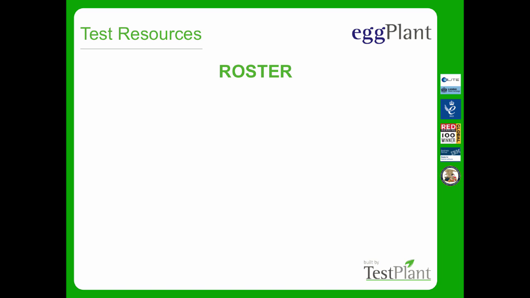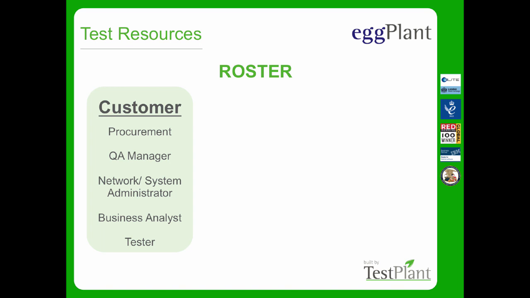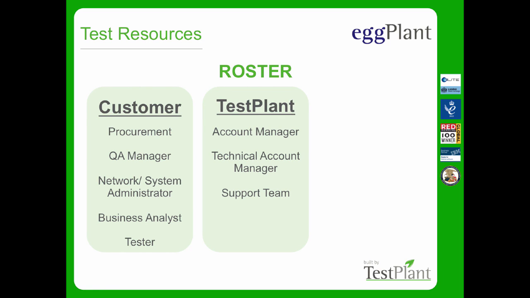As you might expect, the first source of the roster is you, the customer. Here we've listed many of the common customer-side members of an automation project. The second source of your roster is TestPlant. From the TestPlant side, customers are supported by their account manager, their technical account manager, and by the TestPlant support team. In some cases, customers choose to utilize a service partner to assist with their automation project, and in such cases, the partner will also contribute resources to your roster.